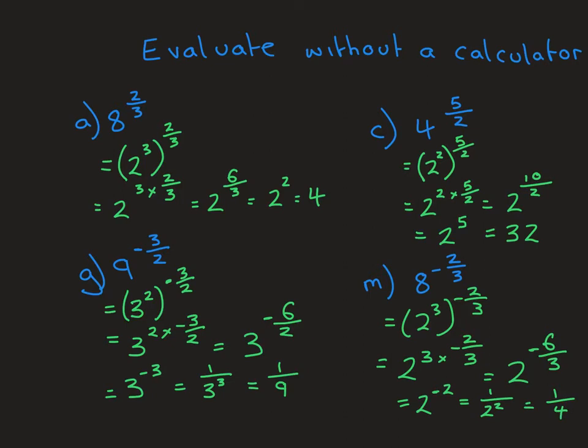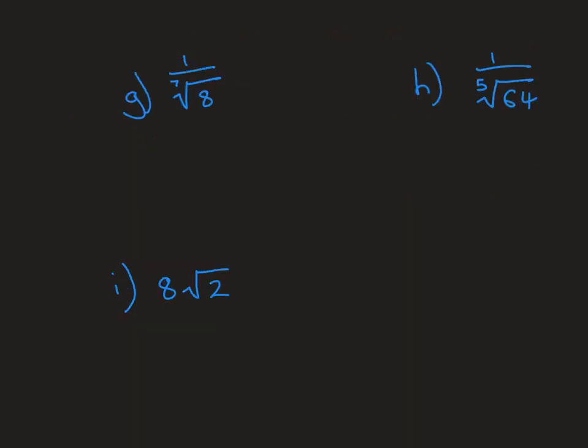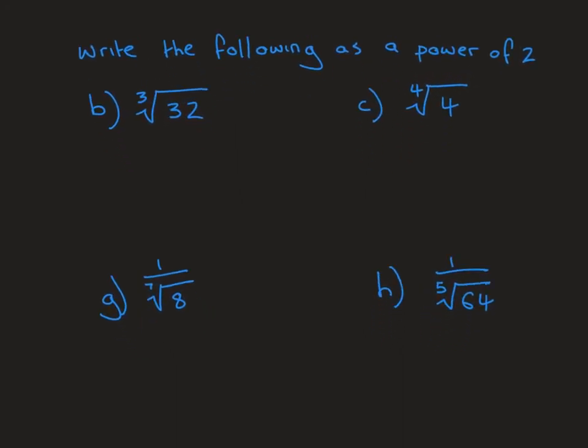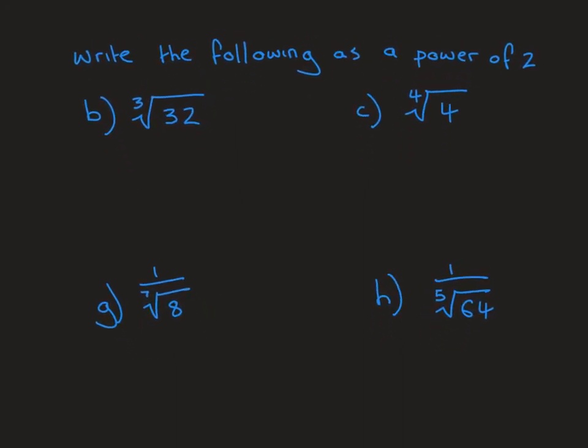Okay, so let's go to the next lot of problems. And we have here, write the following as a power of 2. So what this question's asking us to do is that it wants us to have the base number as 2. So what we're going to end up with at the end is something in index form that has a base number of 2. Okay, so let's look at B here.